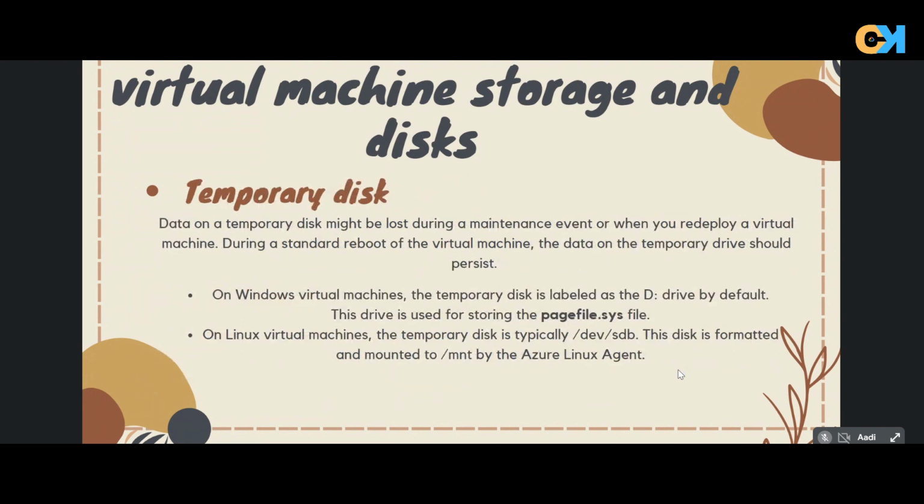Now there is a temporary disk too. Data on the temporary disk might get lost if we redeploy a virtual machine. During a standard reboot of the virtual machine, the data on the temporary drive should persist. On a Windows virtual machine, the temporary disk is labeled as D drive by default, and on Linux virtual machines the temporary disk is typically stored in a path like this. This disk is formatted and mounted by the Azure Linux agent.